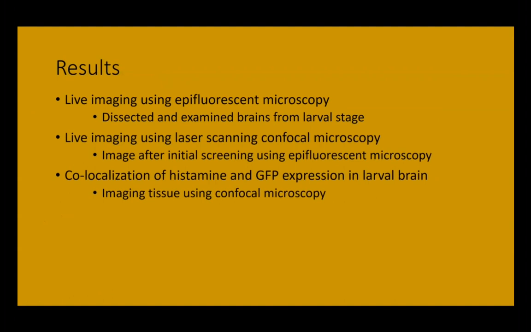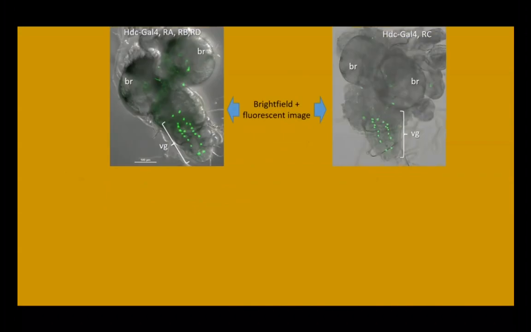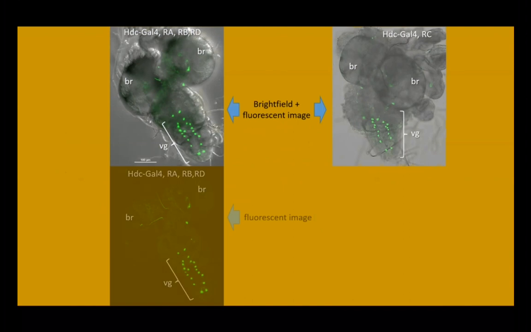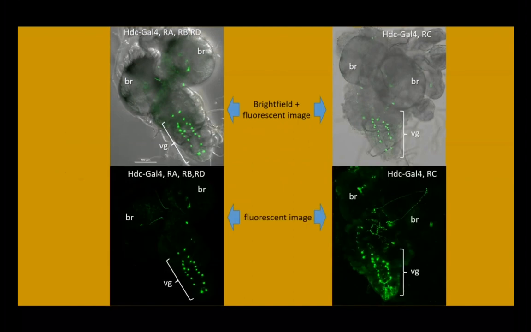We then did colocalization of histamine and GFP expression in the larval brain, where we imaged the tissue using confocal microscopy. These first 2 images are bright field and GFP fluorescent combined images of the larval CNS, each fly representing one of the 2 different Hdc Gal4 genes. The bottom 2 images are just the GFP fluorescent image. These are the Hdc RA-RB-RD images, and these are the Hdc Gal4-RC images.